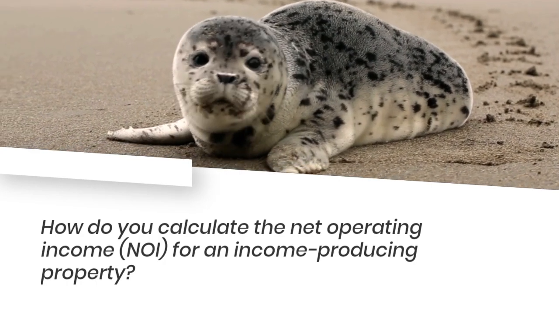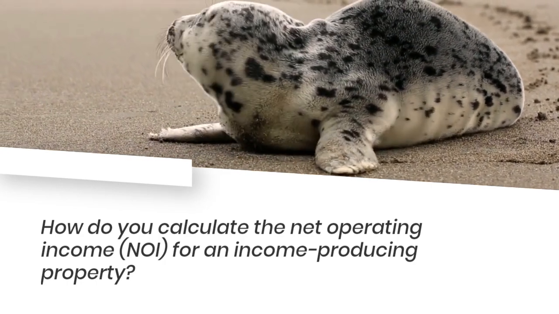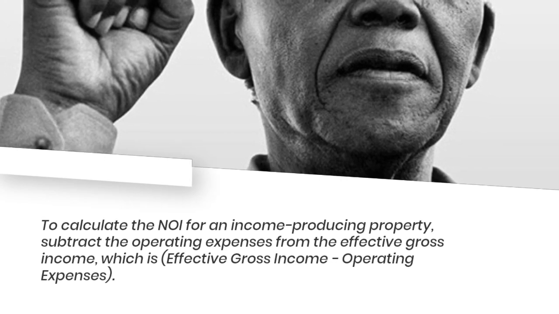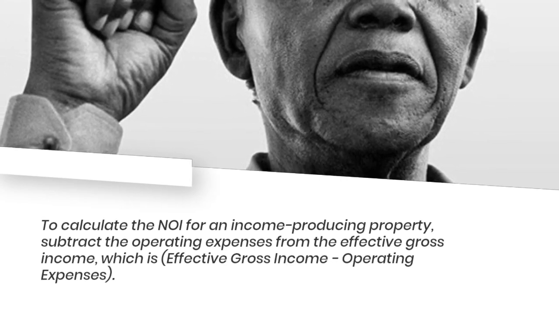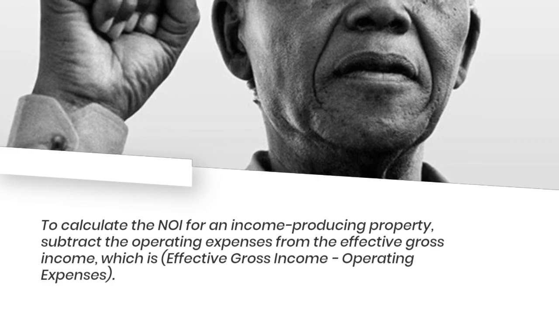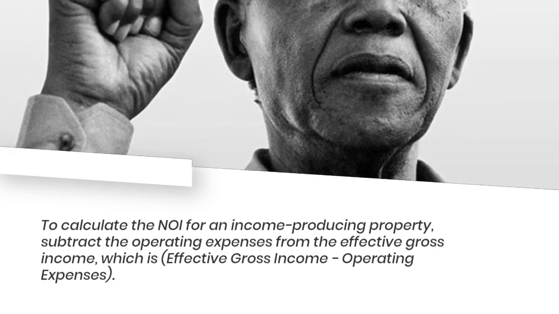How do you calculate the net operating income, NOI, for an income-producing property? To calculate the NOI for an income-producing property, subtract the operating expenses from the effective gross income, which is effective gross income - operating expenses.